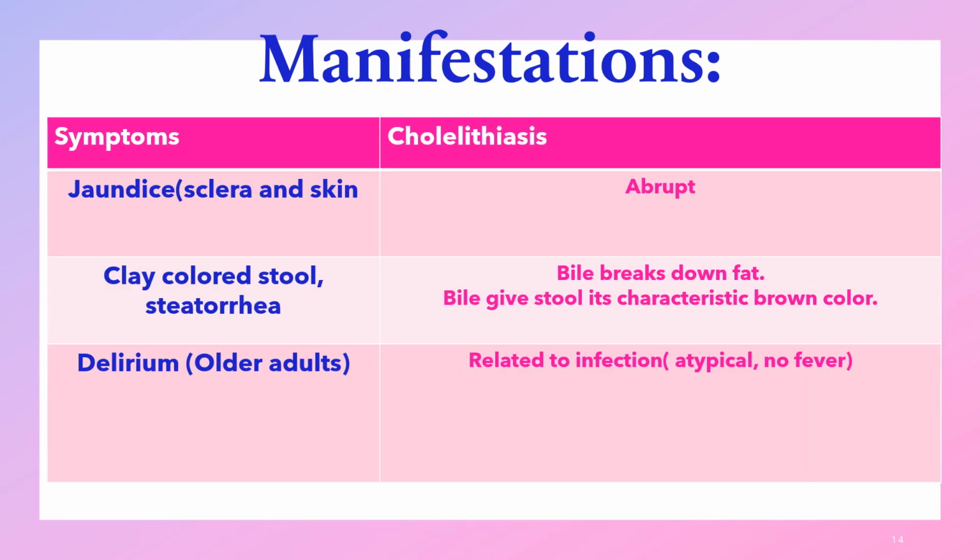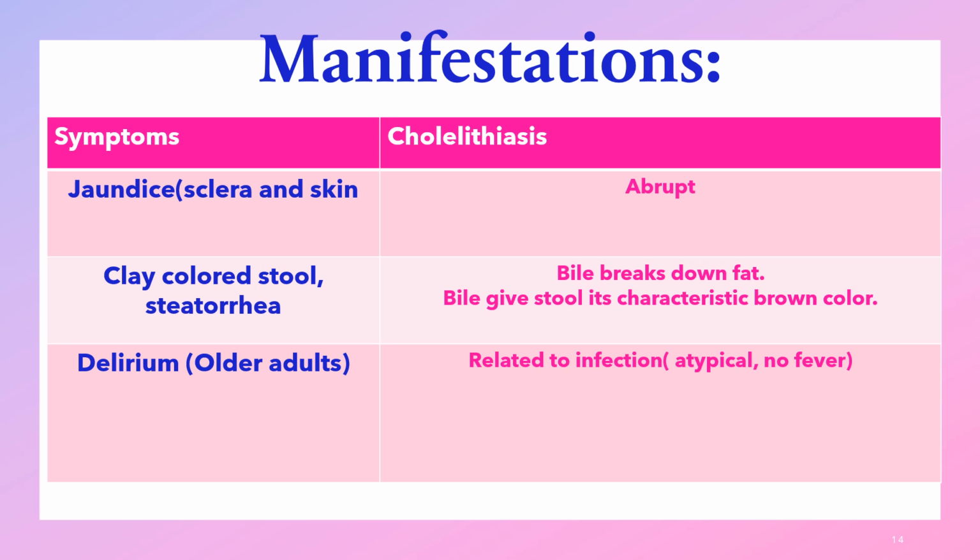So with jaundice, you may see that with cholelithiasis, probably more likely with cholecystitis. When those bile ducts become blocked, that bile backs up. There are higher levels of bilirubin in the blood, and so you see that manifest itself as jaundice in the sclera and the skin.